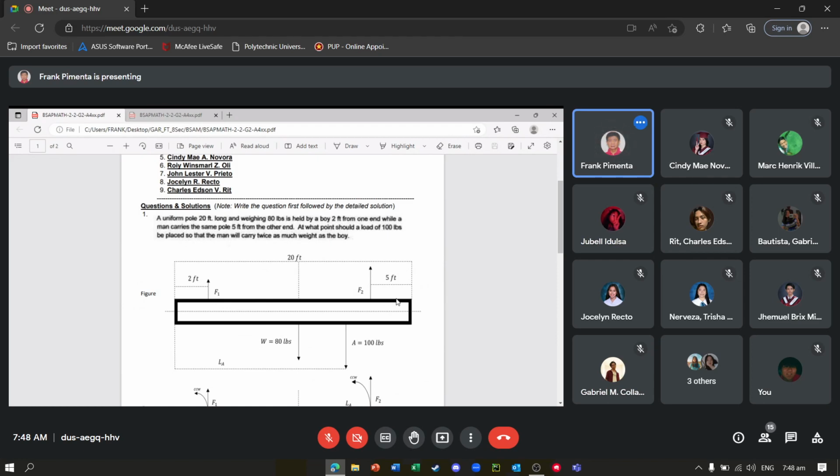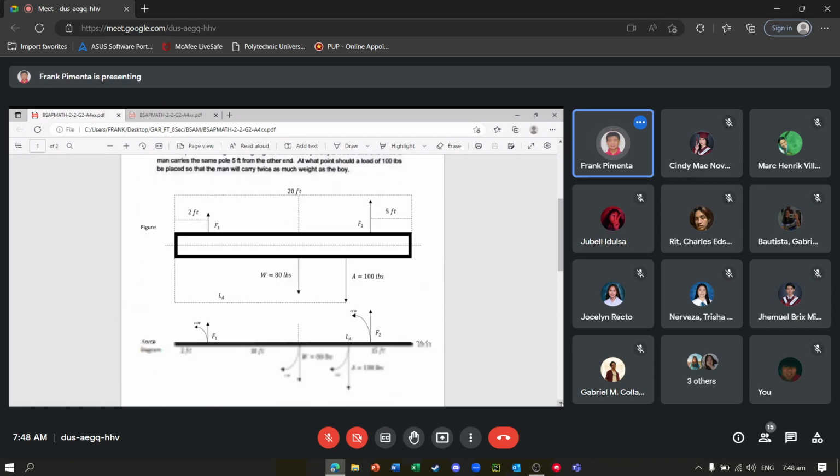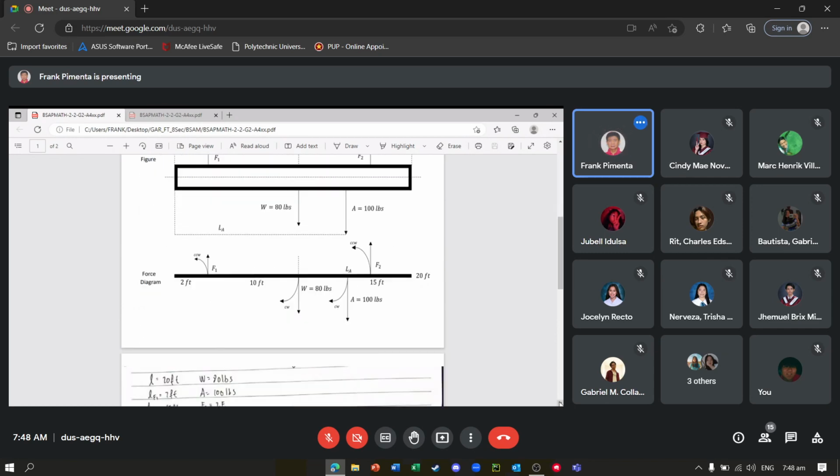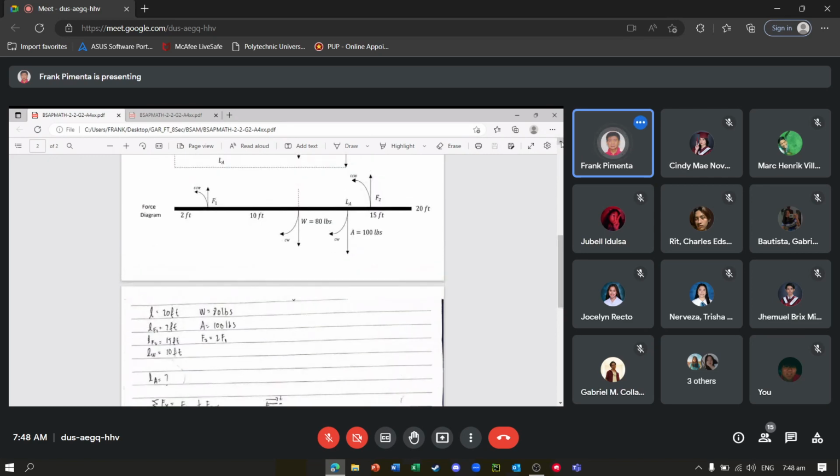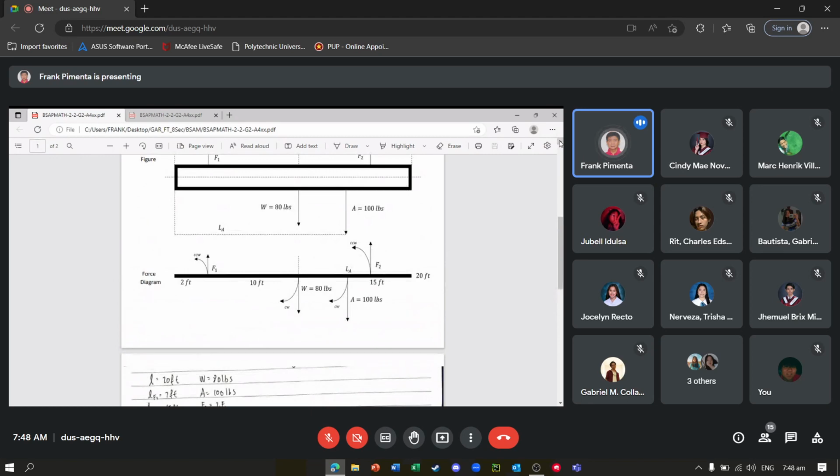So you should identify what is F sub 1. That is the force exerted by the boy. F sub 1 is for the boy. F sub 2 is for the man. In writing the given data, it must be clear. Don't just put F sub 1, F sub 2. You have to identify.